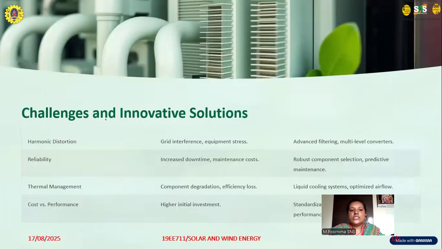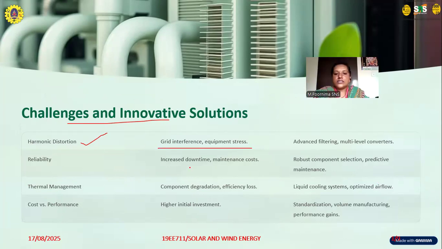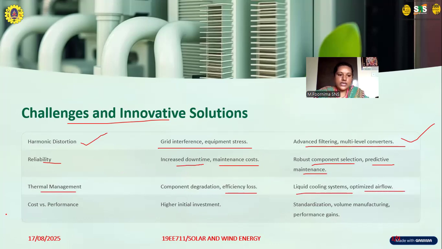Now coming to challenges and innovations. What are the challenges? Harmonic distortion causes grid interference and equipment stress, addressed by advanced filtering and multi-level converters in full-scale converters. Reliability: downtime and maintenance costs are addressed by robust component selection and predictive maintenance. Predictive maintenance is important. Next is thermal management. Efficiency loss is high, addressed by liquid cooling systems and optimal airflow. The next is cost versus performance: a high initial investment, addressed by standardization, volume manufacturing, and performance gains. So these are the challenges and innovations.